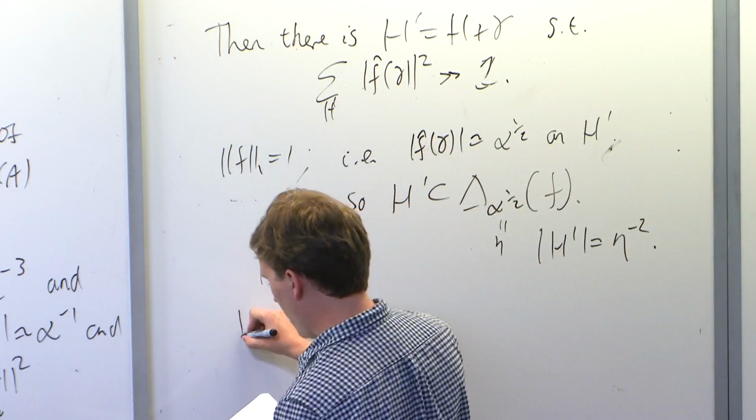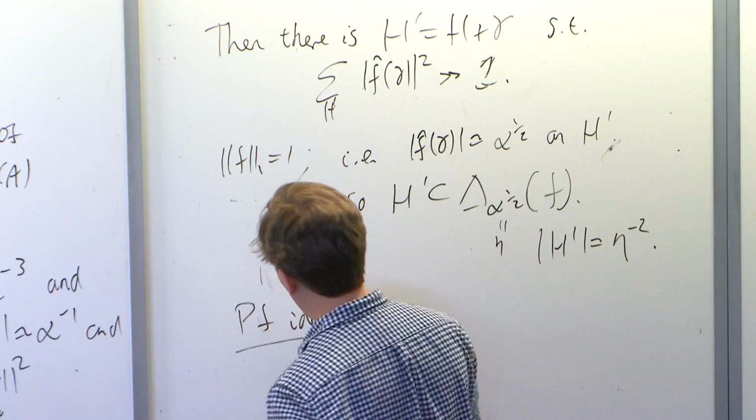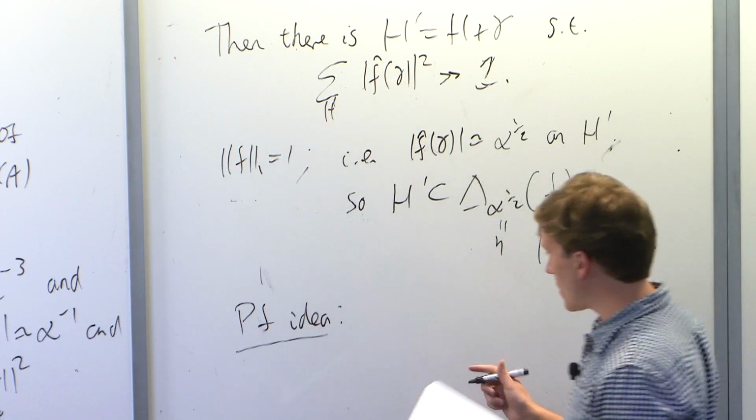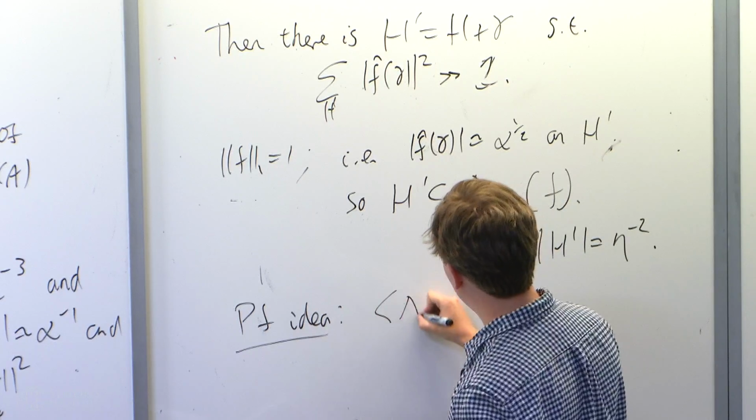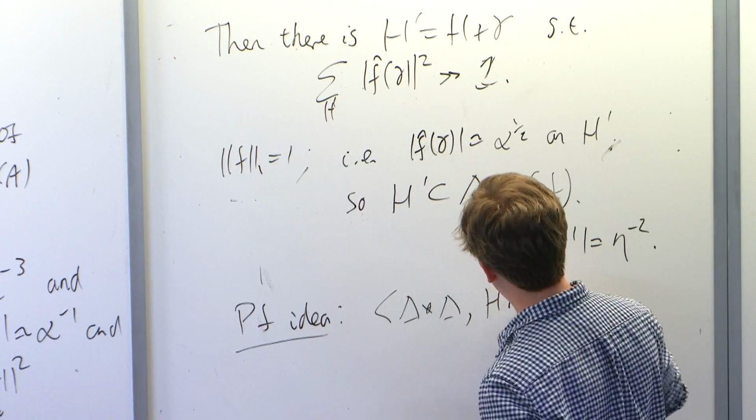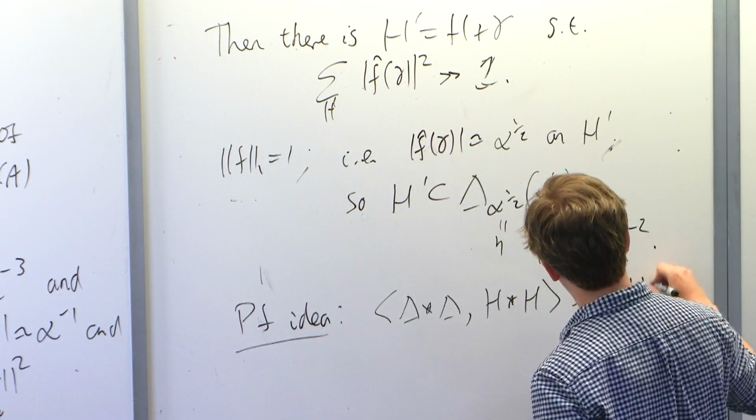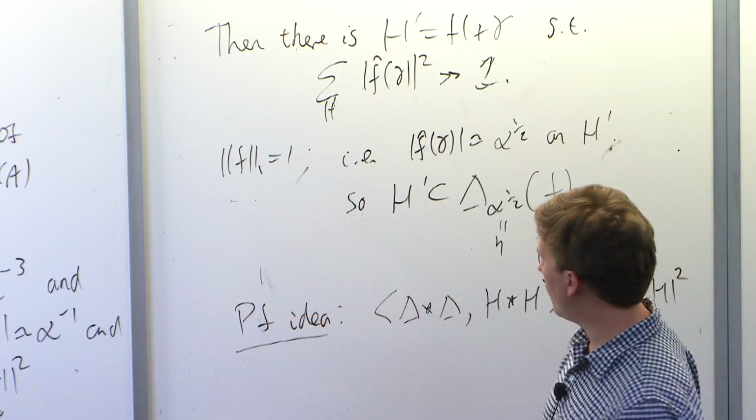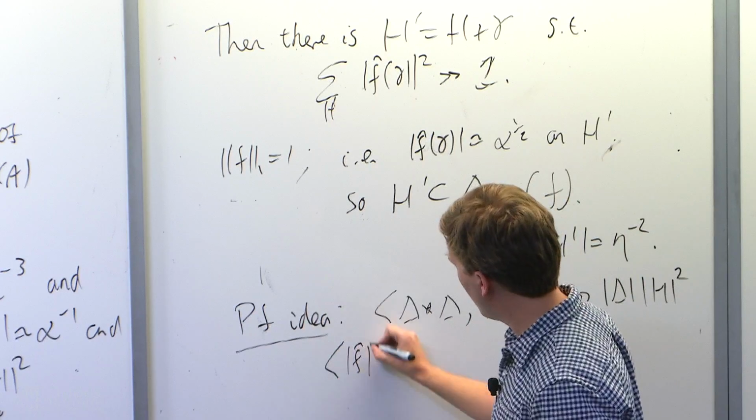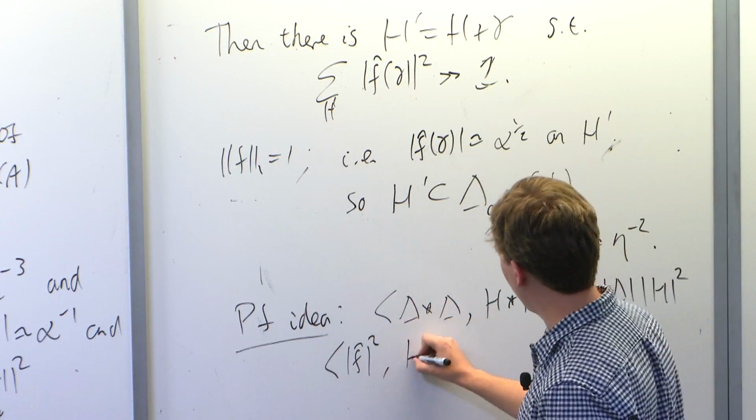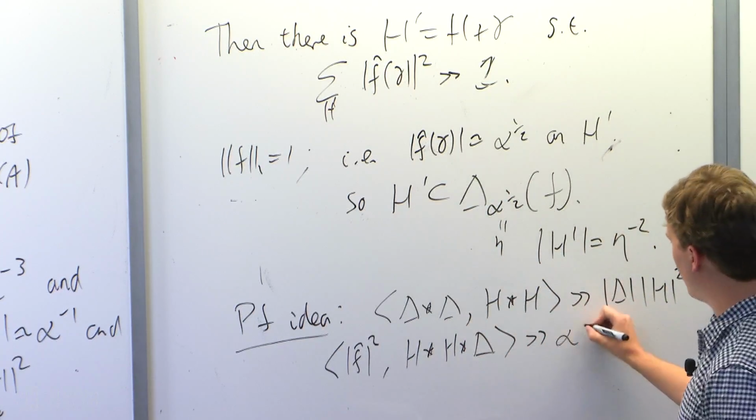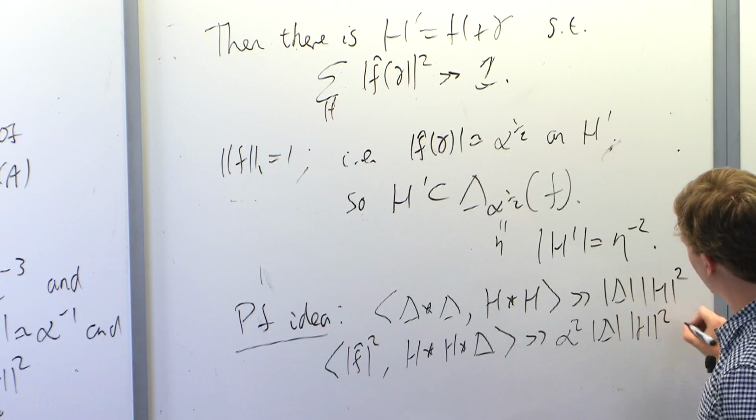Let me give you some idea of the proof. Again, it's very similar to Cauchy-Schwarz, right? Because what else can we possibly do in a proof? We start with the condition that delta convolved with delta, H convolved with H, is at least the size of delta times the size of H squared. I use the fact that delta is the alpha level spectrum to say that in fact the Fourier transform squared on this guy here is at least alpha squared times the size of delta times the size of H squared.